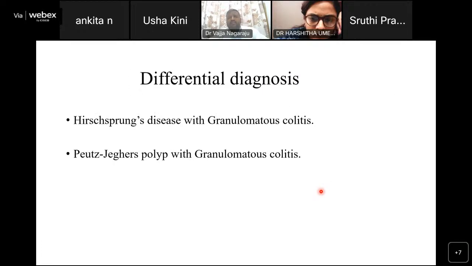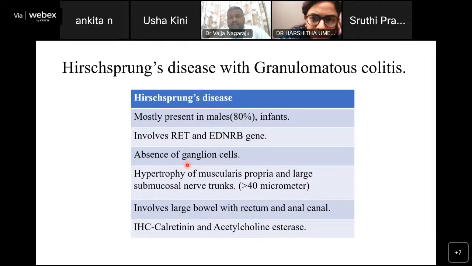My differential diagnoses will be on the basis of the findings in the mucosa, submucosa, muscularis propria, followed by the rectal and anal canal. Thus, I'm thinking of Hirschsprung disease with granulomatous colitis as the first differential, and next, Peutz-Jeghers polyp with granulomatous colitis. Why did I think of Hirschsprung disease with granulomatous colitis? These are the points favoring my diagnosis.